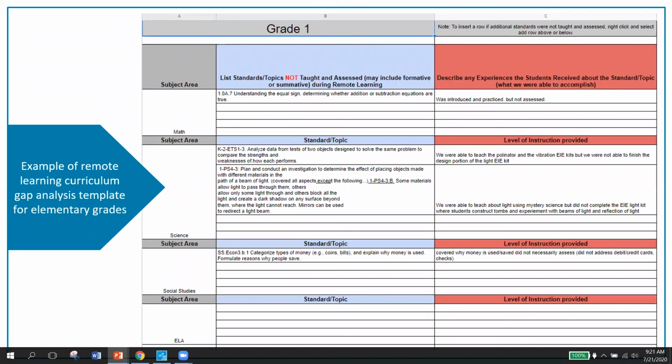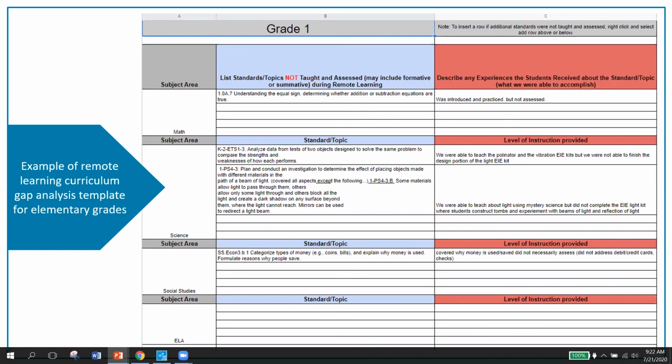Here's an example of a remote learning curriculum gap analysis template for the elementary grades. First grade is shown here, and as you can see, the first column identifies the grade level content and subject areas taught. The second column asks teachers to list the standards topics that had not been taught and assessed during remote learning in the spring of 2020. And in the third column, teachers describe any learning that students did receive for the standard. This is indicating the level of instruction provided during remote learning.